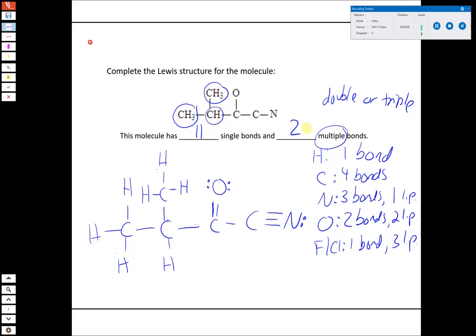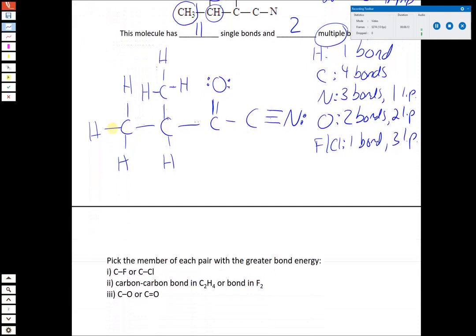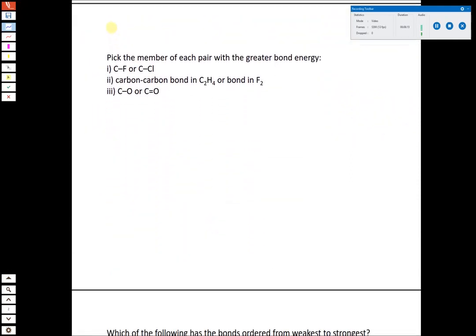In this chapter, we're going to be, again, doing just Lewis structures as we did here. But we will continue this in chapter 4 when we start talking about bonding and to some extent geometry and how that relates to these types of Lewis structures. All right, the next request from a student, we had a few problems like this that I'll go over that were difficult for us, and it was to pick the member of each pair with a greater bond energy.